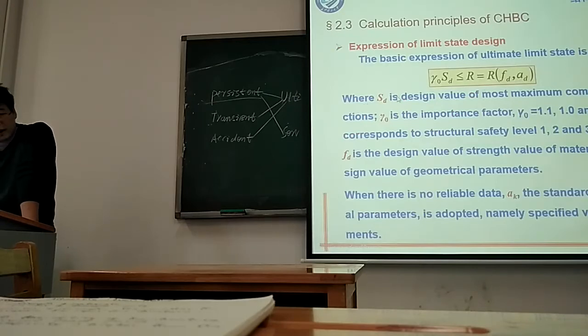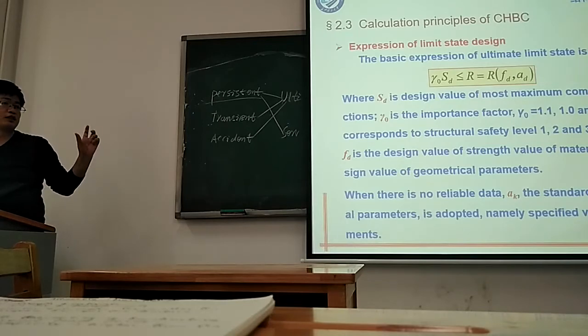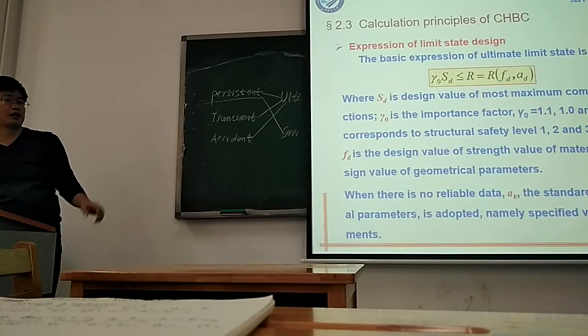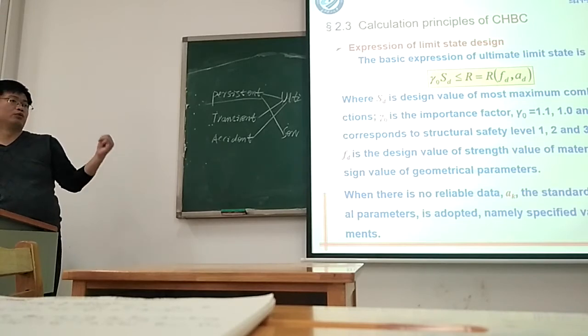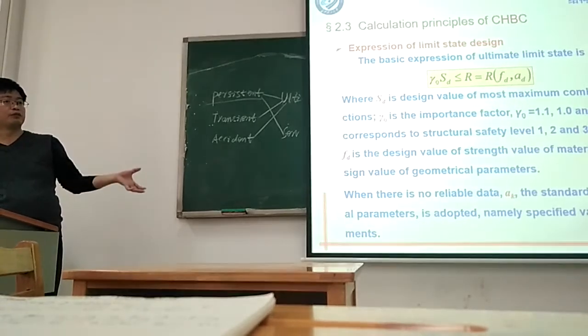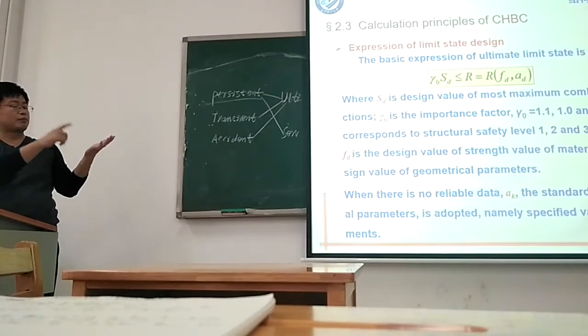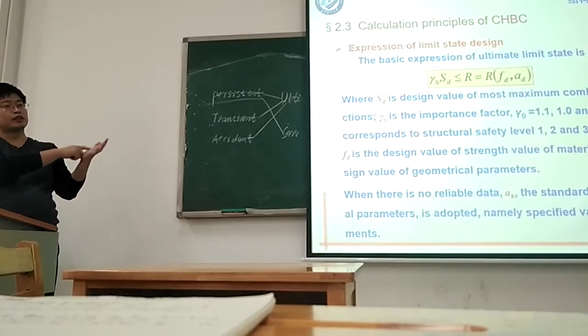So in this formula, SD is the design value of the most unfavorable combination of the action. You can see SD is the combination of actions, not only one or two actions. Maybe there are several different types of action combined together. Maybe the self-weight, the vehicle, the passenger, or the wind, or the water force, many different forces. But it's not 1 plus 1 plus 1 plus 1. Different roles or different coefficients.